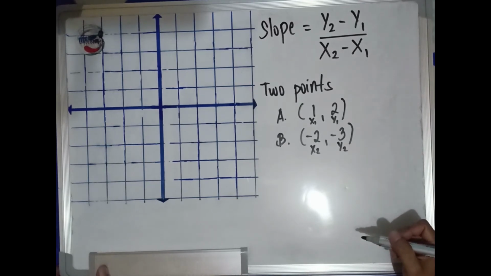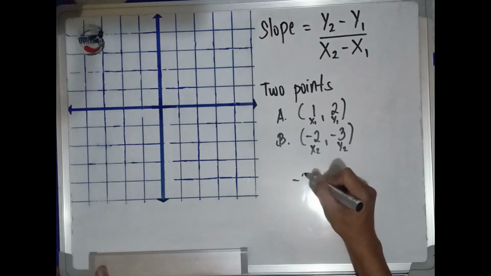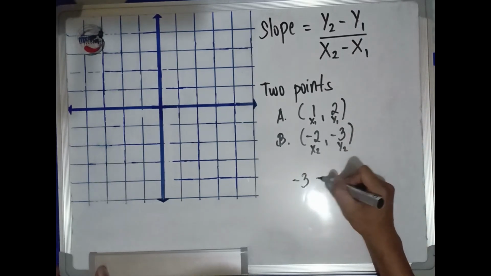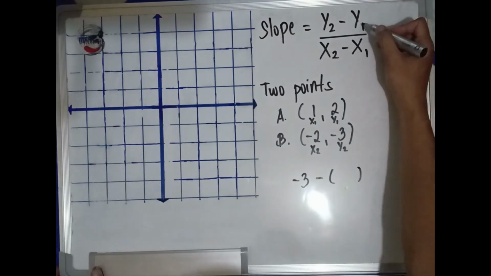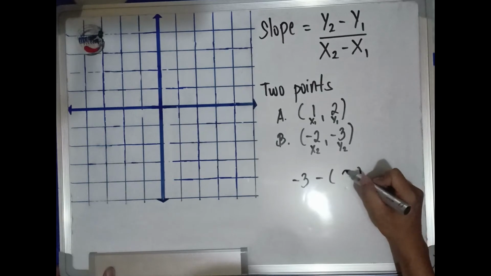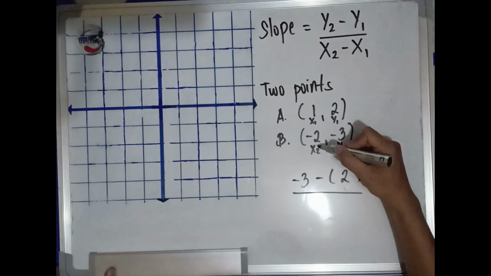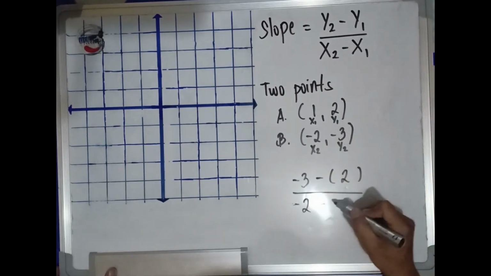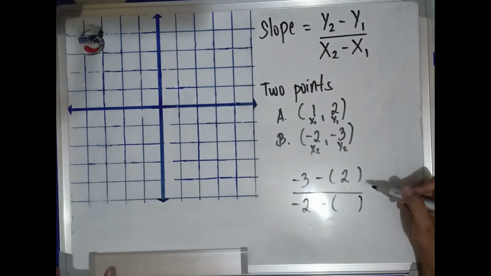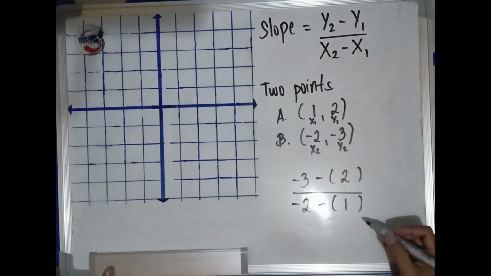Now, let us replace the values of x and y. For our y sub 2, that is negative 3. Copy the subtraction sign. Then, put open and close parentheses. For the value of y sub 1, that is positive 2. All over x sub 2, the value of x sub 2 is negative 2. Then again, copy the subtraction sign. Then, put parentheses. The value of x sub 1 is 1. Now, let us simplify.